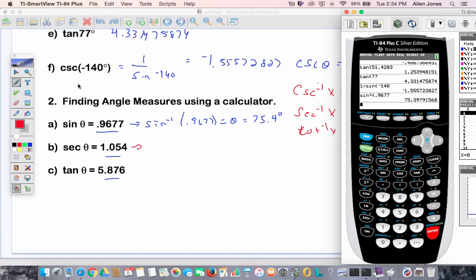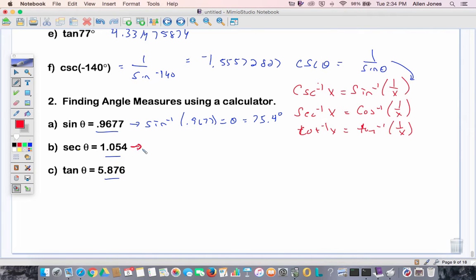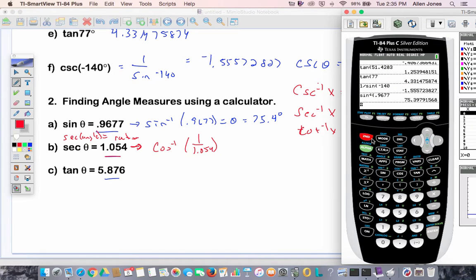Okay, I just covered the reciprocal identities here. So the secant of theta equals 1.054. 1.054 is a ratio. The secant of an angle equals a ratio. So we have our inverse function, inverse cosine of 1 divided by 1.054. Bringing my calculator back up, second cosine of 1 divided by 1.054, and that gets me about 18.4 degrees.